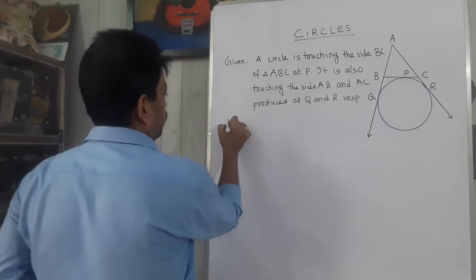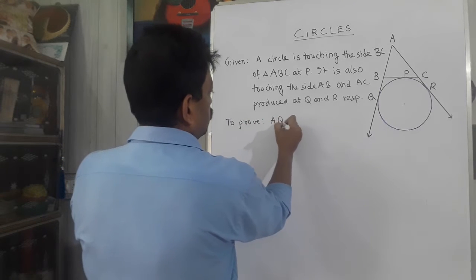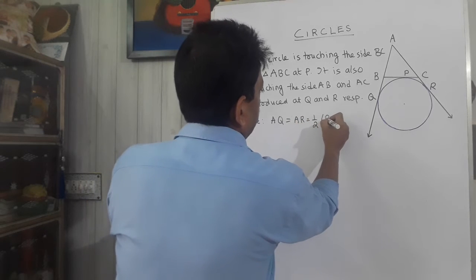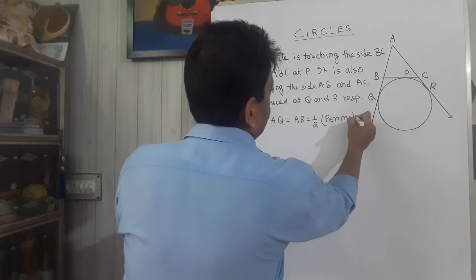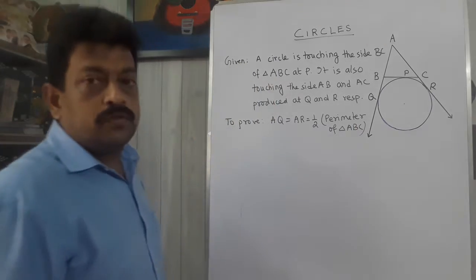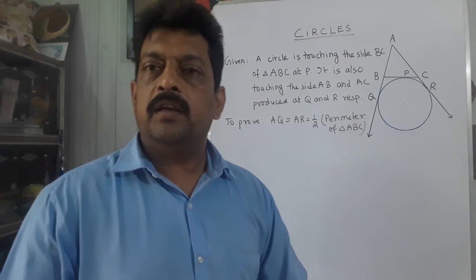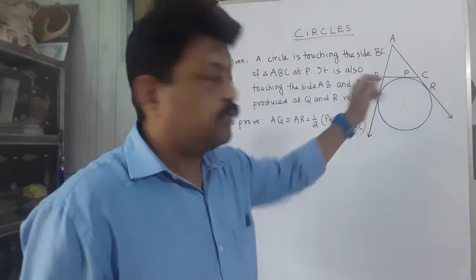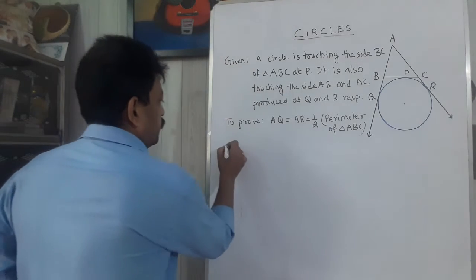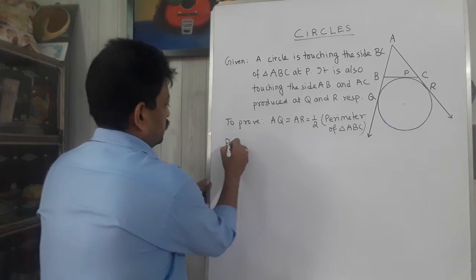We have to prove that AQ equals AR equals half perimeter of triangle ABC. So since the circle is touching at Q and R, we can say that AQ and AR are the tangents to this circle and their lengths are equal as per the theorem. So here we have to prove this.